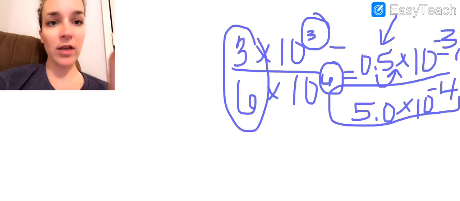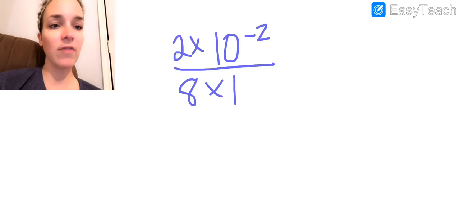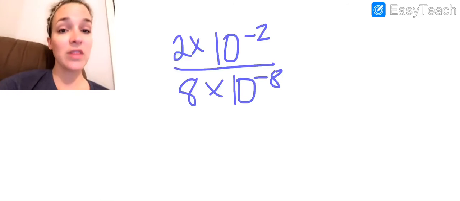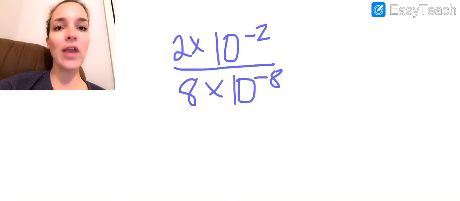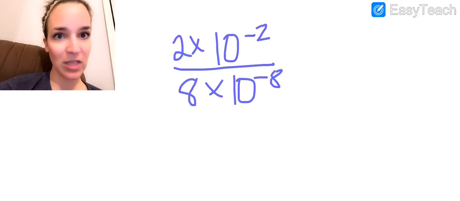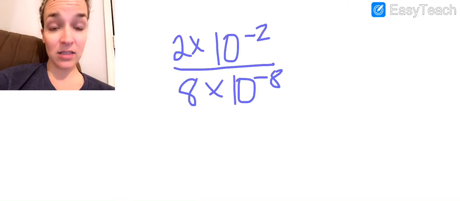Let's look at one more like this. So if we've got 2 times 10 to the negative 2 power, divided by 8 times 10 to the negative 8. Okay, so this one looks a little different because now we've got these negative exponents. I'm going to warn you here: this is where you have to be so careful, because I see students make mistakes with these exponents all the time when they're negative. So be so careful. So we are dividing the 2 by the 8.